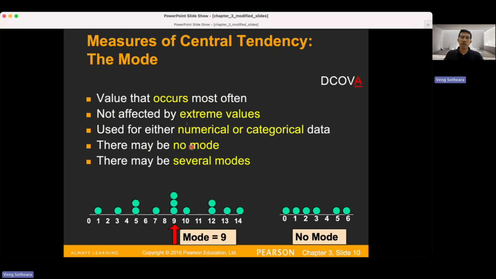Mode can be used for either numerical or categorical data. But I think it becomes very popular when we deal with categorical data, because for categorical data we cannot have the mean and the median. You cannot add values and divide by the sample size, but you can figure out which value appears the most. That's why when it comes to categorical data, mode still persists while the other two do not.